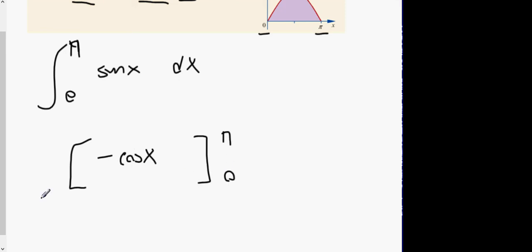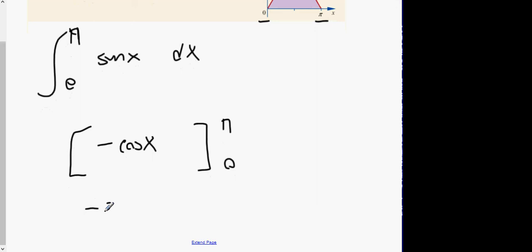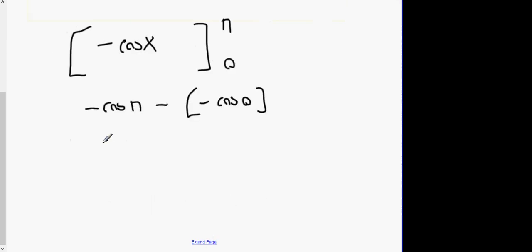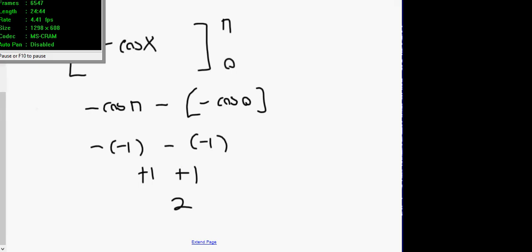Now look at this, guys. What's going to happen here is we're going to get minus cos pi. We're going to get minus cos 0. And what that is going to be is, it's actually going to turn out to be minus minus 1, minus 1. And then you're going to have plus 1, get you 2. I'm going to stop there.